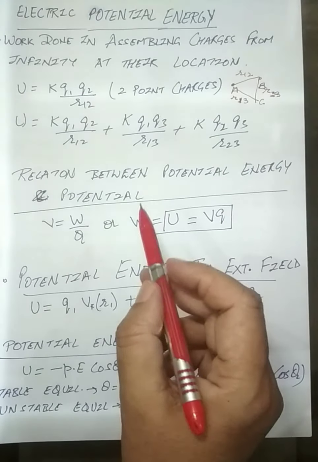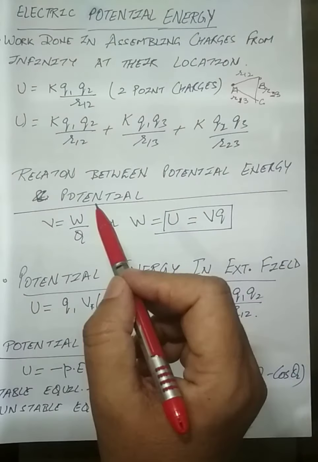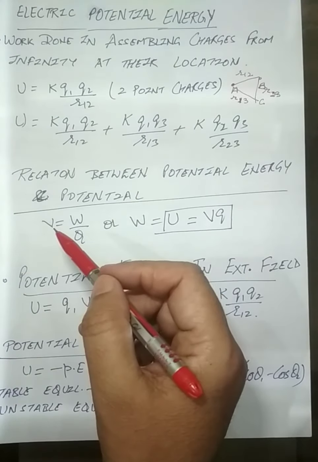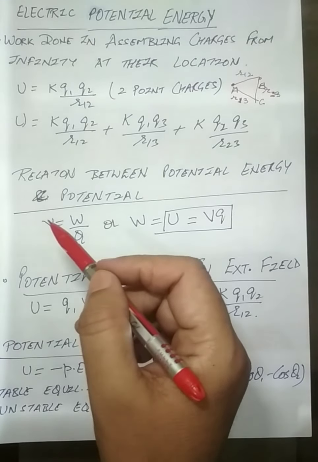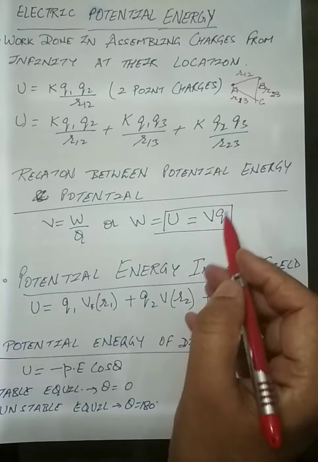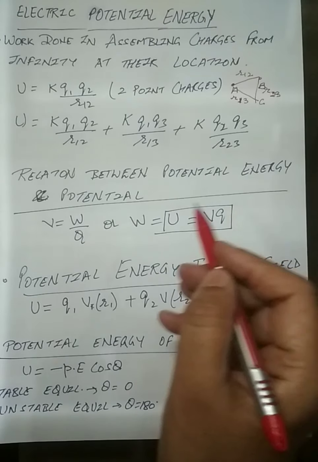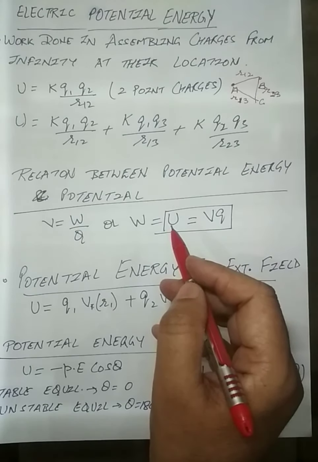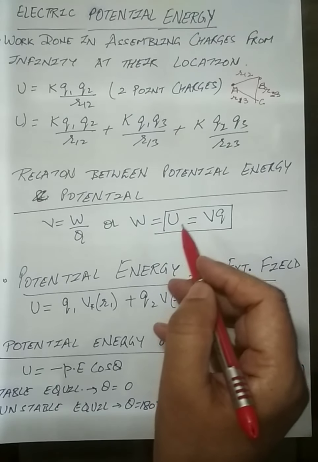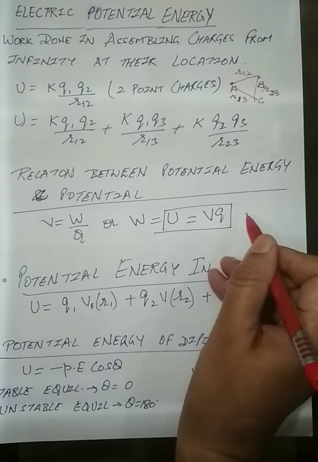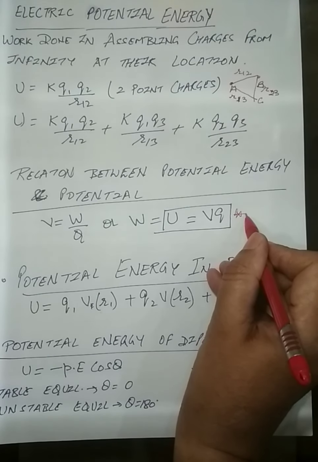Next, you have to learn the relationship between potential energy and potential. As I told you in the previous class also, potential or potential difference is nothing but work done per unit charge. So what's my work done? Work done will be potential into charge, and this work done is nothing but the potential energy also. So potential energy is equal to potential difference into charge. Again, this is a very, very important question for 1 markers.